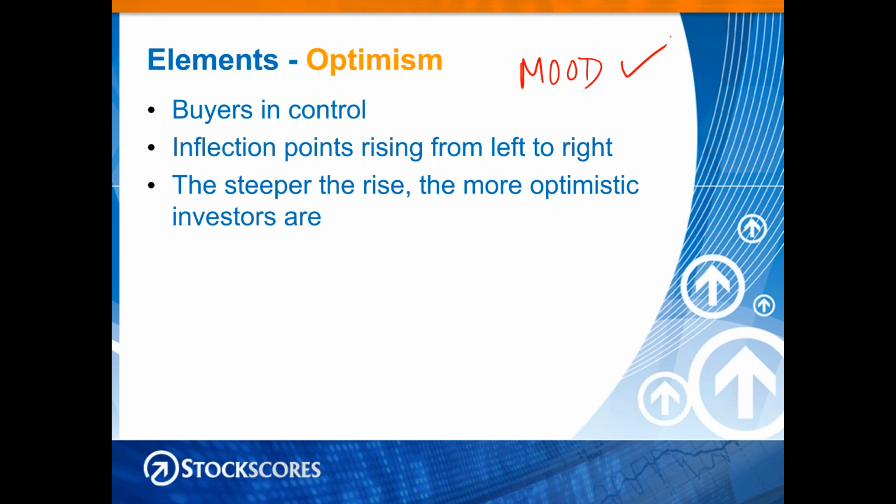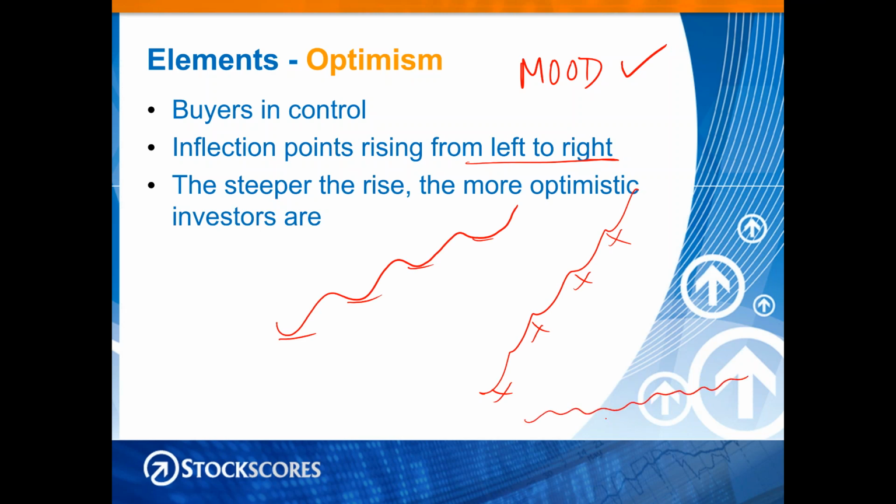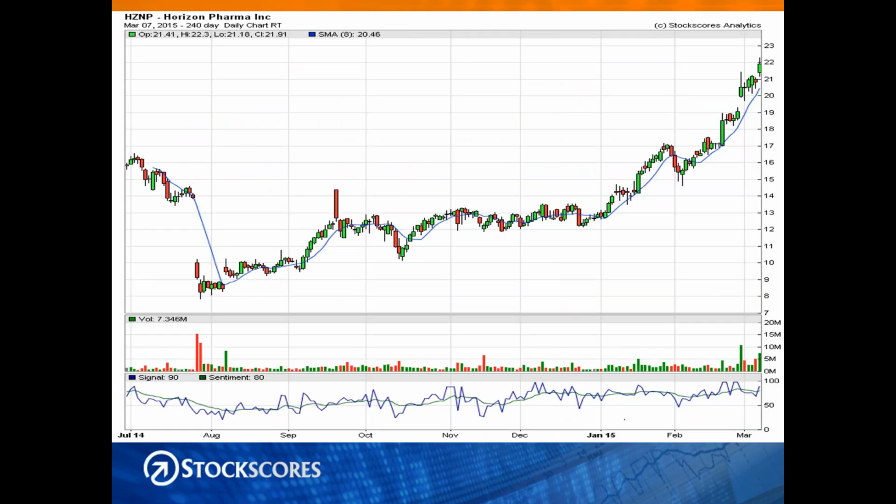Very simple. If the inflection points are rising from left to right, then we have optimism. If they are rising very steeply, then we have very high levels of optimism bordering on euphoria. If it's kind of a flat upward trend, then we have less optimism. So the steeper the rise, the more optimistic investors are.